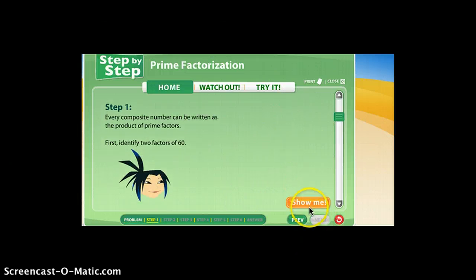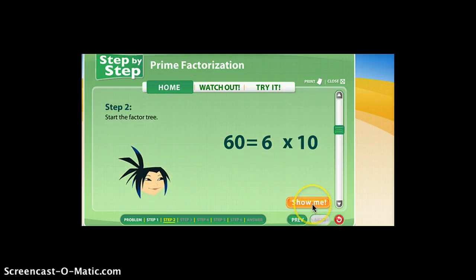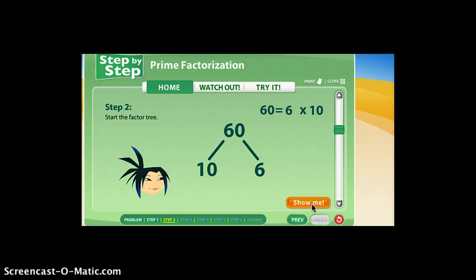Every composite number can be written as the product of prime factors. Let's start to find these prime factors by identifying two factors of 60. 60 ends in a 0, so we know 10 is a factor. If we use 10 as one factor, then 6 is the other factor. Now let's start the factor tree. Write 6 and 10 under 60 as two separate branches. Notice that this tree is growing upside down.